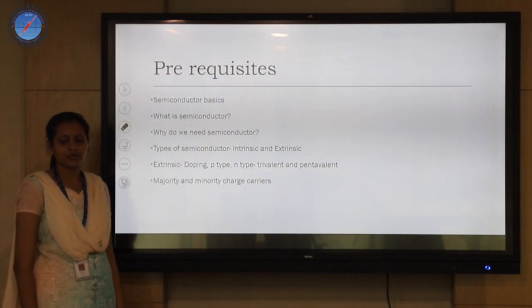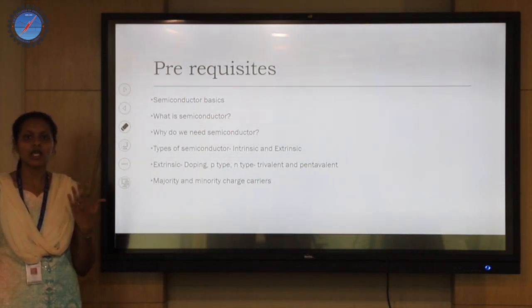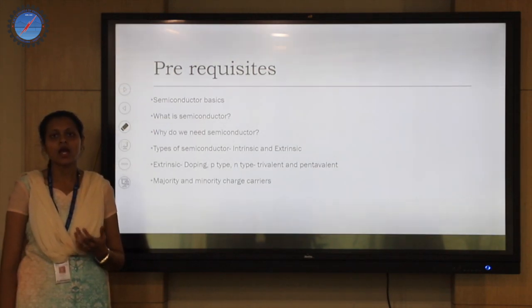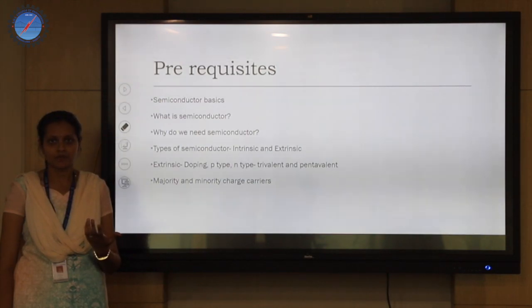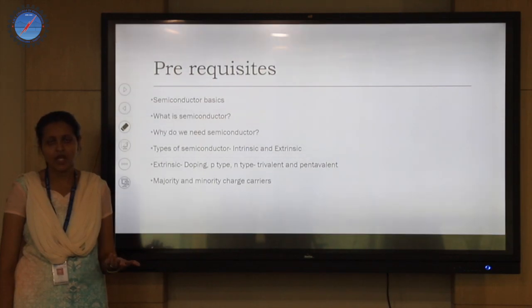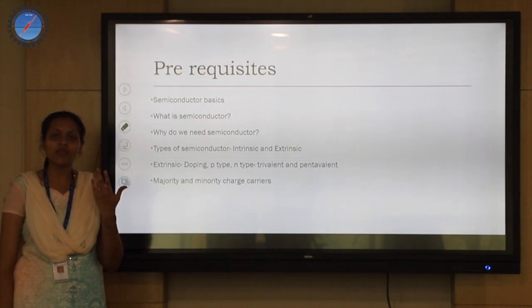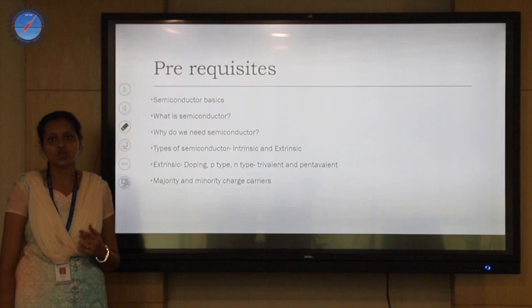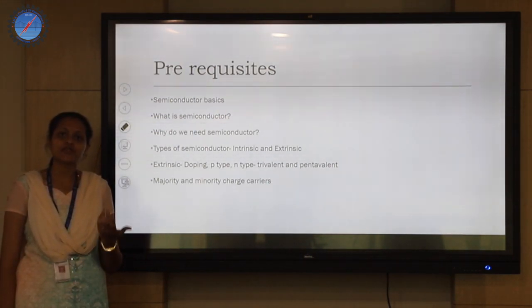What is semiconductor? We all know materials are of three types: conductors, insulators and semiconductors. Conductors are materials which easily allow the flow of current. Insulators are materials which restrict the flow of current. And what is semiconductor? Semiconductor is a material which has conductivity between that of a conductor and an insulator. We all know the popular examples for semiconductor are silicon and germanium.